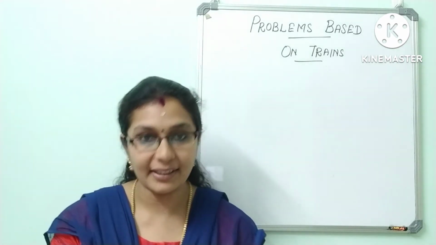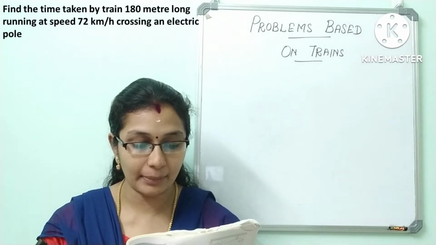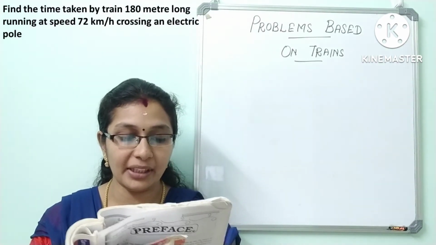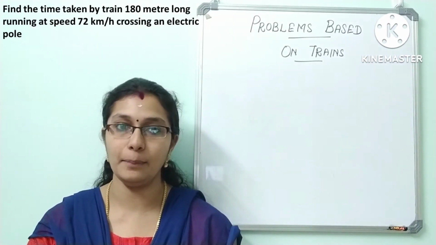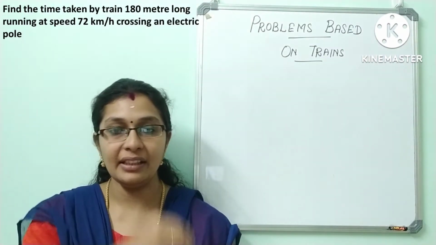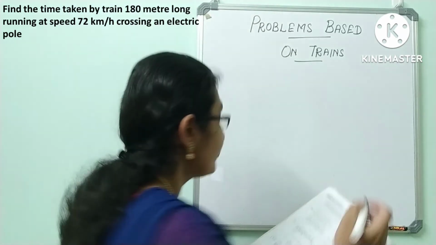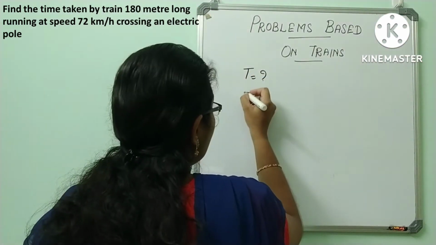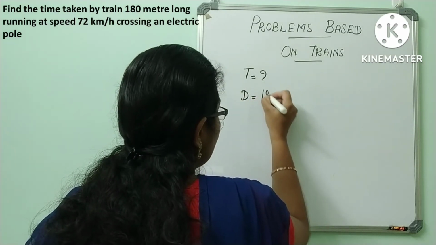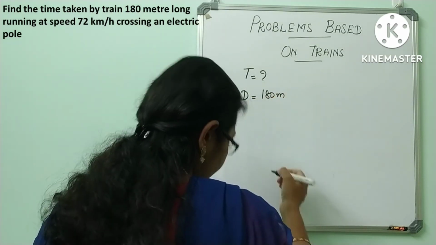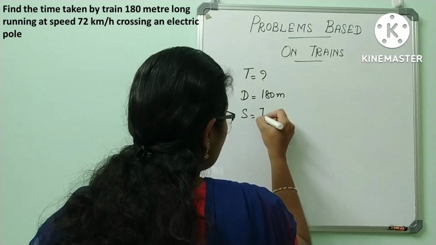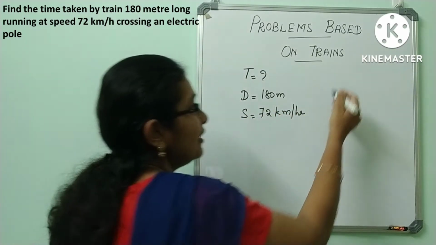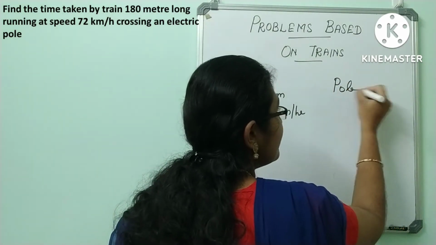Okay. So here is our first question. Find the time taken by a train 180 meter long running at 72 km per hour in crossing an electric pole. So first write down the data given. We'll have to find the time taken by the train. The length of the train is nothing but the distance, 180 meter, and the speed they have given is 72 km per hour, and the opposite thing is nothing but the electric pole.